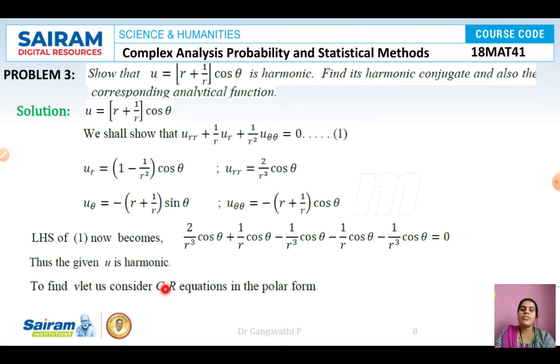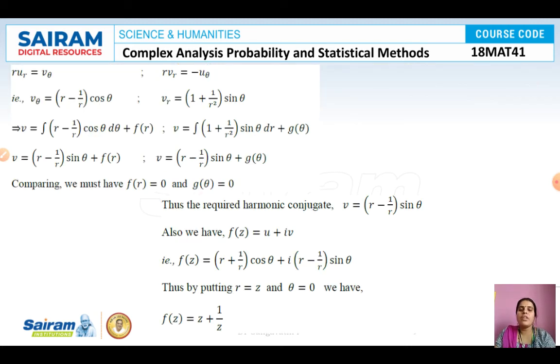And now we have to find v. In order to find v, use the CR equations. We have the CR equations in polar form as r into ur is v theta, r into vr is minus u theta. So v theta is r minus 1 by r into cos theta, and vr is this. Now v theta is nothing but dou v by dou theta. Integrate on both the sides with respect to theta, and constant of integration is going to be f of r. And here is again integration with respect to r, and constant of integration is going to be g of theta.